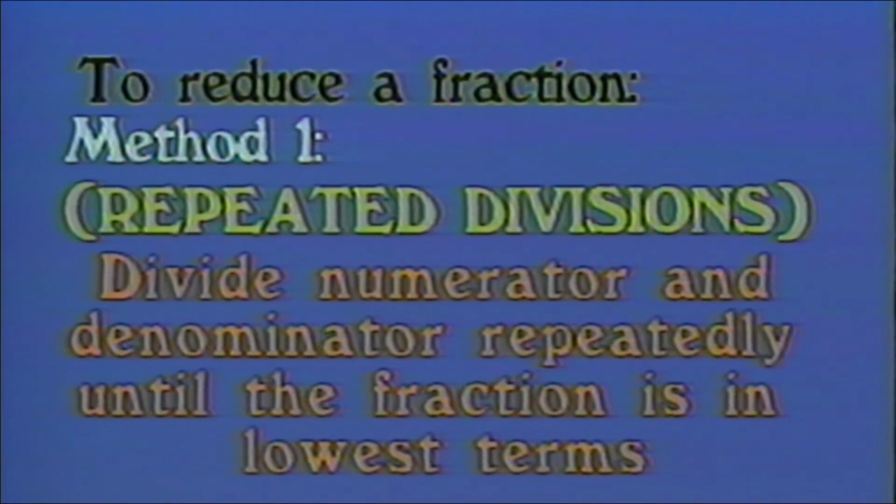Well, when we divided by small numbers, like 2, 3, and 5, there are quite a few repetitions. There would be much less work if we used large divisors. For example, in 30 over 120, let's pick as large a number as possible for the divisor, that is, 30. We divide numerator and denominator by 30. The result, 1 over 4.